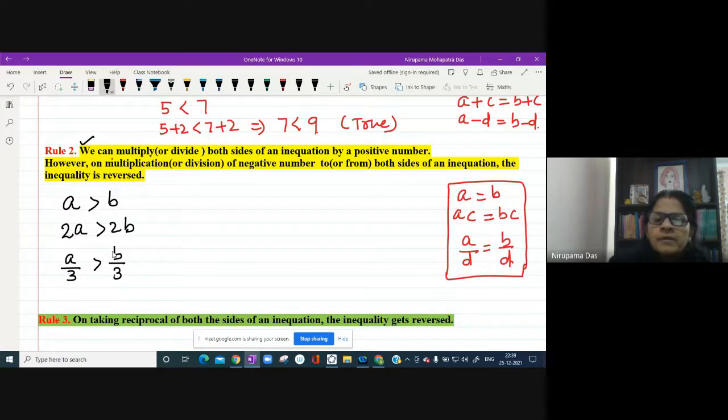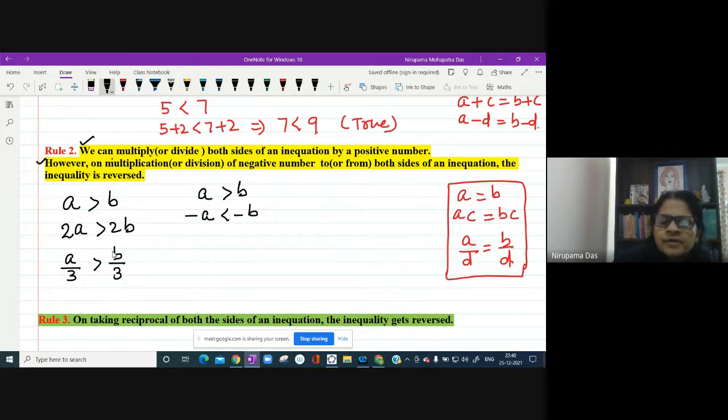However, second part: on multiplication or division by a negative number on both sides of an inequation, the inequality is reversed. Suppose, for example, I write here a greater than b. If I multiply by, suppose, minus 1, then minus a is less than minus b. That means on multiplication of a negative number to both sides of an inequation, you see greater than is reversed to less than.